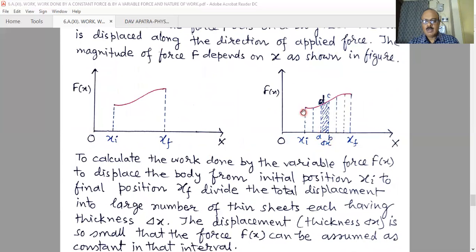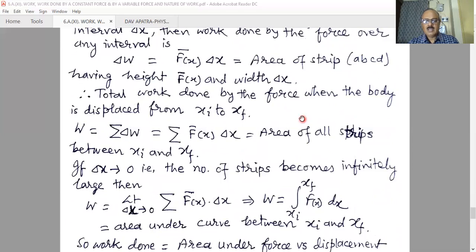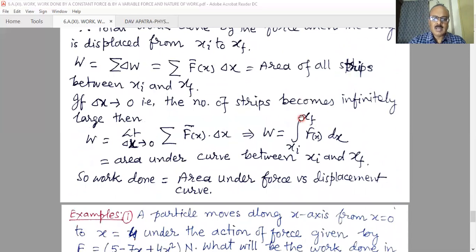That means if we consider a small strip, the area of this small strip is the work done during this displacement delta x. In a similar way, we can find this one plus this one. These are nothing but the areas of these strips. Then what is the total work done? That is nothing but the area of the whole strip, that is, the area under the force and displacement graph.